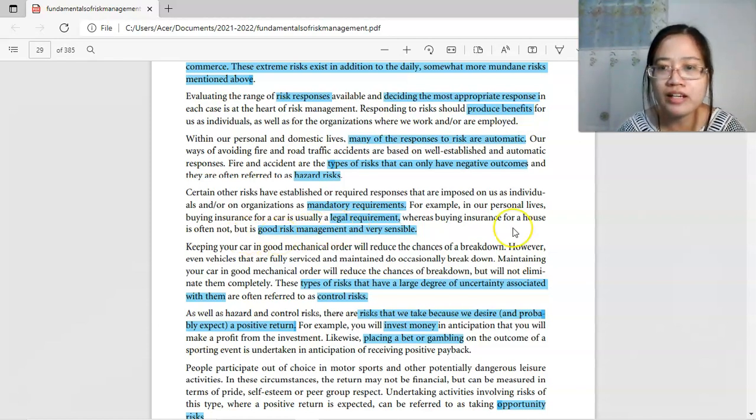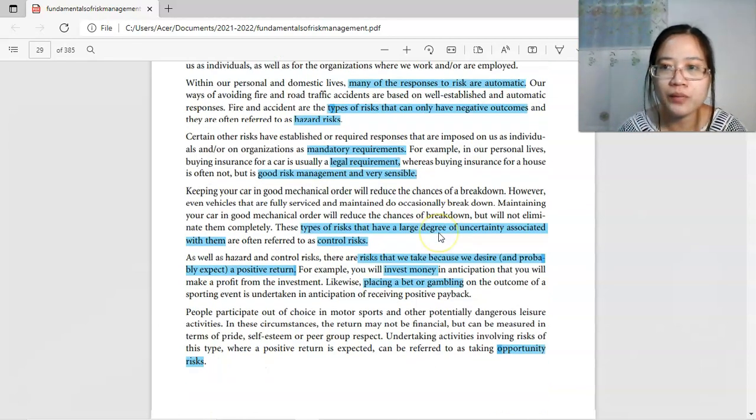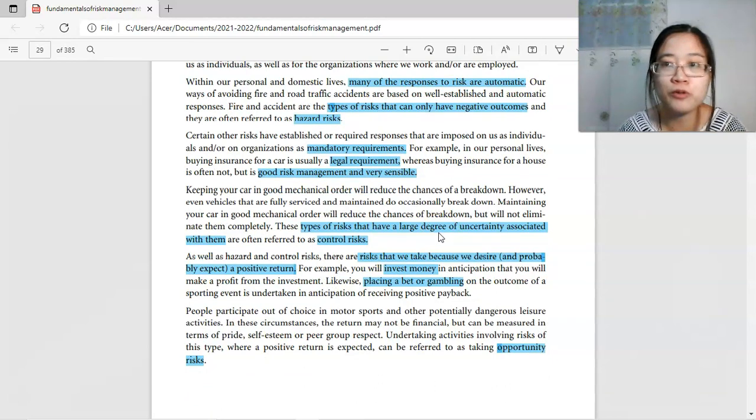Tapos yun namang bibili ka ng insurance for your house or yung life insurance din. Hindi siya legal requirement, pero kumbaga, good risk management siya and it's a sensible decision. Kasi you're trying to, kumbaga, you are trying to prepare for that particular type of risk. Ayan. And then you have your control risk na tinatawag.